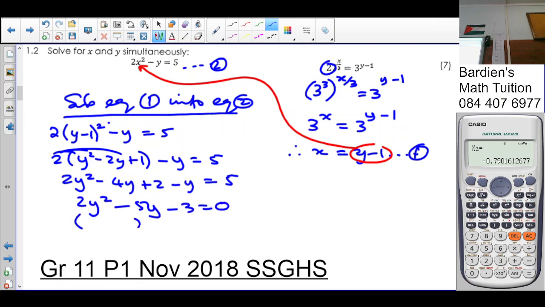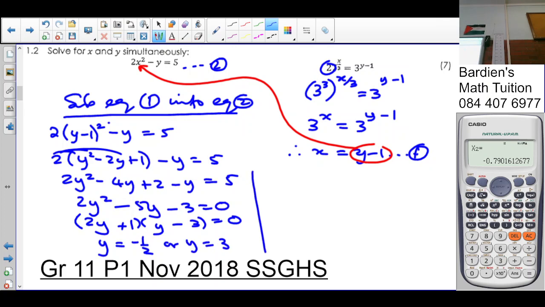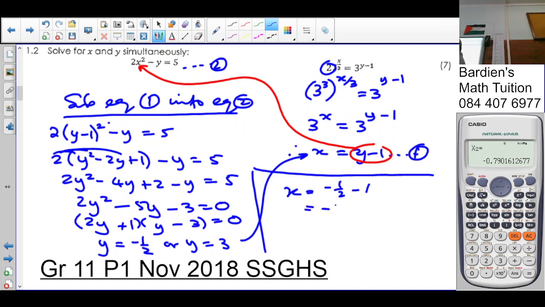Again, you can use the quadratic formula here since it's a quadratic equation. That's going to give you negative 6 plus... So y is equal to negative half, or y is equal to 3. Now to solve for x, I substitute that back into there. So I now say x is equal to, if y is negative half, negative half minus 1, which is negative 3 over 2. Or x is equal to 3 minus 1, which is 2. Okay?